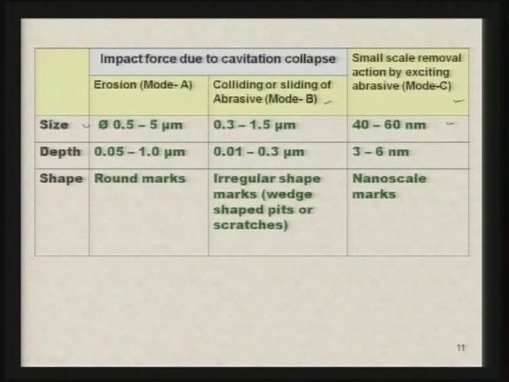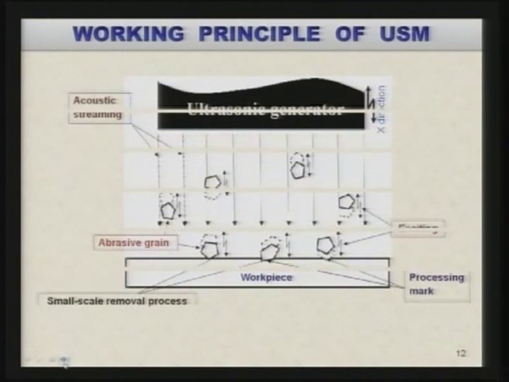to 60 nanometer. The depth to which abrasive particle is penetrating in mode A, it is 0.05 to 1 micrometer, in mode B 0.01 to 0.3 micrometer, and in mode C it is just 3 to 6 nanometer, which is very small. Shape, you normally get round marks. In case of mode B, irregular shape marks are obtained, and in case of C, nanoscale marks are obtained. Now, this gives you a picture of the small scale removal process.